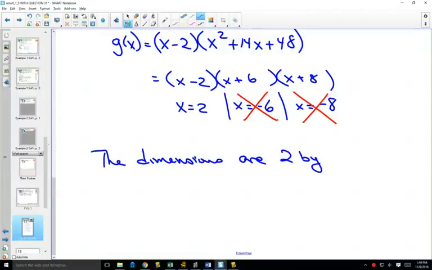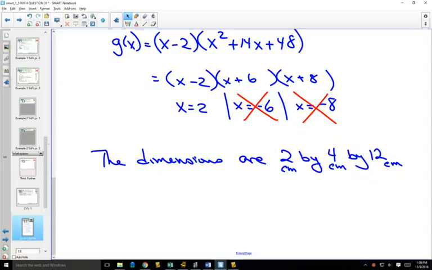Two by, was it x plus 3 or x plus 2? By 4 by 12 centimeters. Make sure you write your units. If there are units given, make sure you write your units in your answer as well.